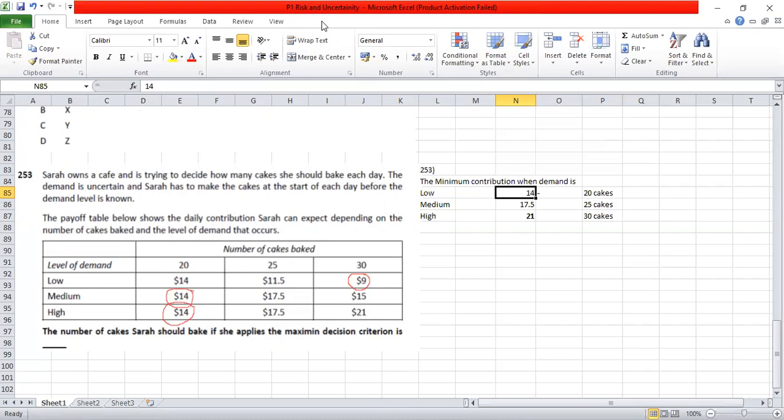No. See, the final decision is how many cakes should be baked. So first we need to choose the scenarios. Demand is low is one situation. So when demand is low, whether 20 gives a minimum return, 25 gives a minimum return, or 30 gives a minimum return. At 30, the minimum return is 9. So for each situation, we choose among the number of cakes. So that happens at 30 cakes.